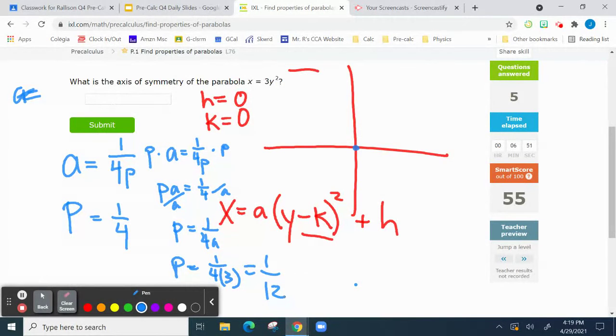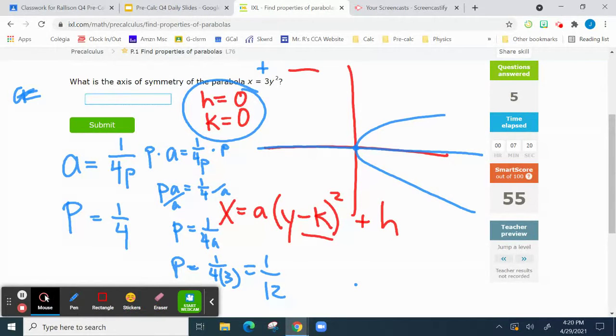So that was kind of all extra. What we're doing is we're looking at this. It's a left and right facing parabola. There is no h and k. It is positive, so it's going to open up this way, and the line of symmetry runs right down the middle of it, like that. So it is going to be y equals 0, right? Y equals 0. Am I doing that right? Yeah.